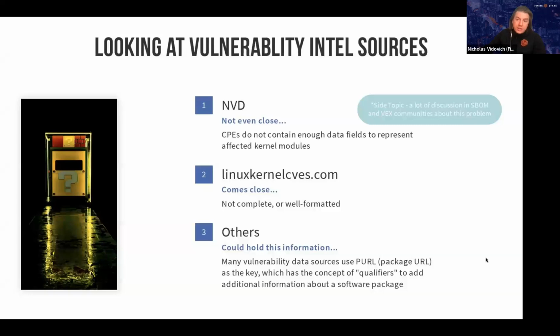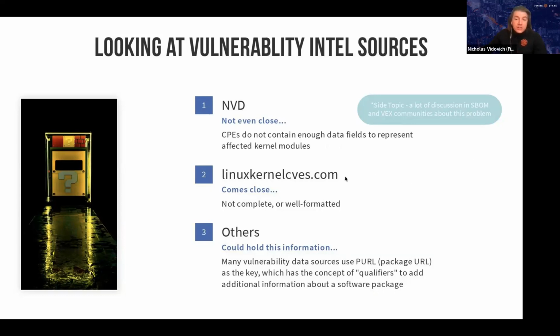So we started looking at the vulnerability intelligence sources. We've talked about NVD, and I would say that it's basically not even close. The CPEs don't even contain enough data fields to represent this. I put a side topic here because there's a lot of discussion in the SBOM and VEX communities specifically about this problem. We call it the naming problem, colloquially. So that's a total aside.